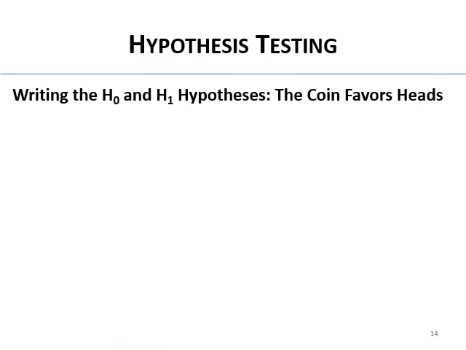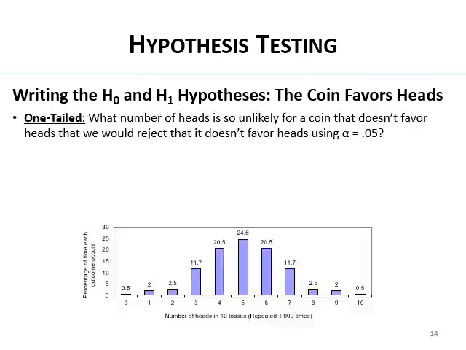So what if I said instead the coin favors heads? So I'm picking a side here. I'm picking a tail. That's why it's called one-tailed. It favors heads. What number of heads is so unlikely for a coin that doesn't actually favor heads, so an unbiased coin, that we would reject that it doesn't favor heads using alpha of 0.05?